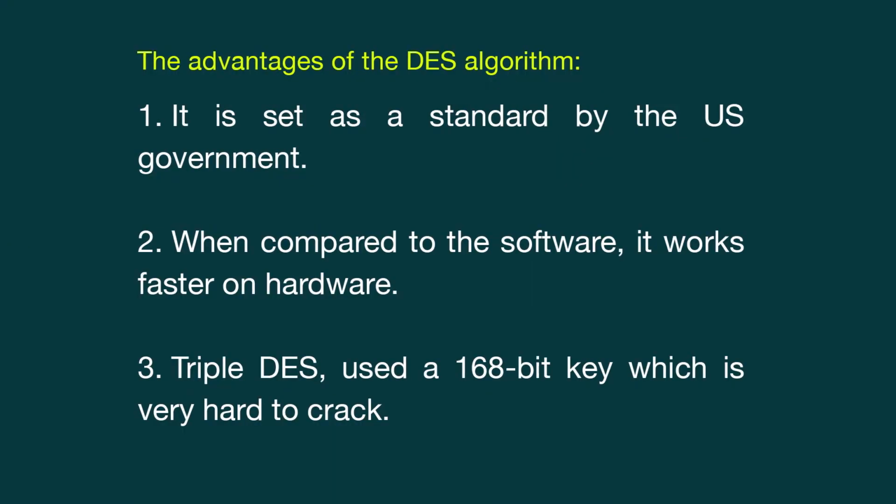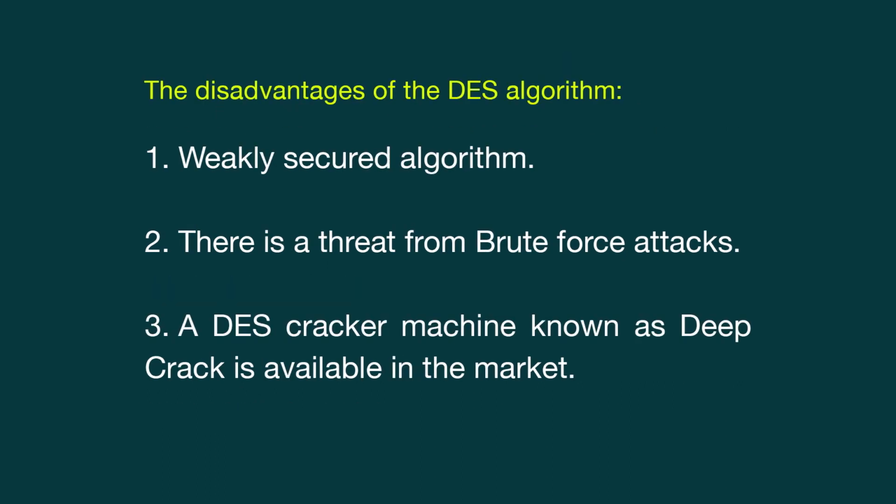A timing attack exploits the fact that on encryption or decryption, the algorithm takes different times. Advantages and disadvantages of the DES algorithm can be listed as follows. The advantages of the DES algorithm are: it is set as a standard by the US government. When compared to software, it works faster on hardware. Triple DES uses a 168-bit key, which is very hard to crack. The disadvantages of the DES algorithm are: it is a weakly secured algorithm, there is a threat from brute force attack, and a DES cracker machine known as Deep Crack is available in the market.